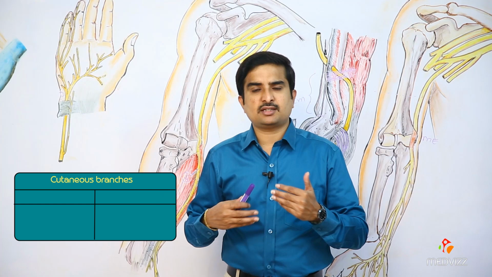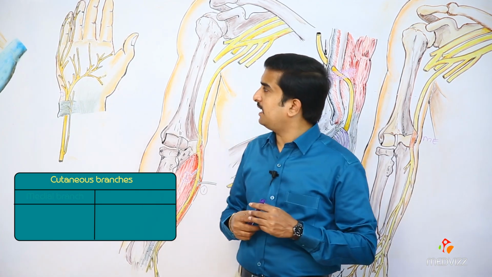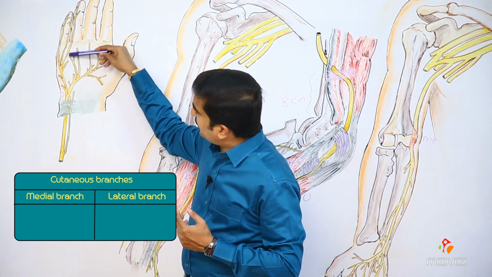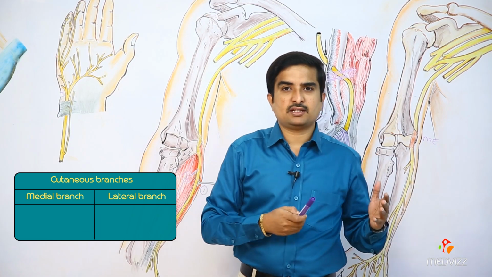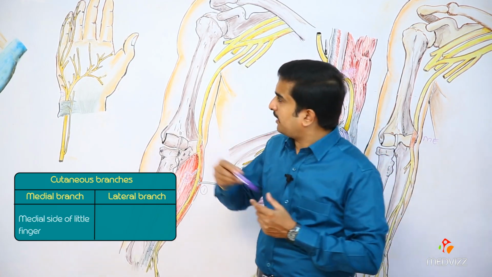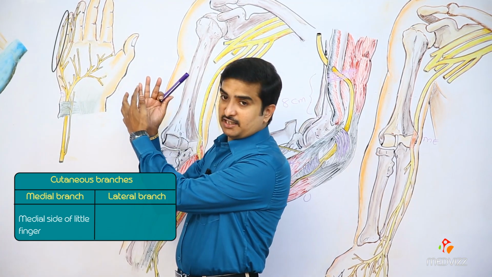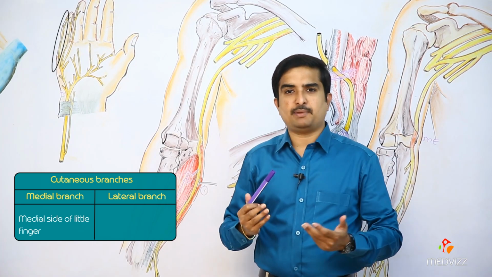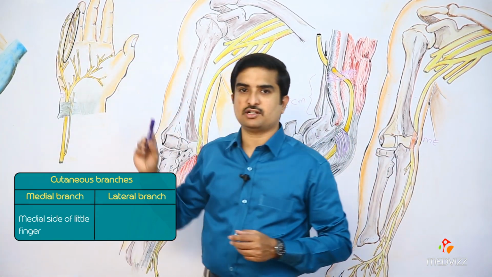If you see this superficial branch, it further divides into medial and lateral branches. As you can see here, it divides into the medial as well as lateral branches, right? The medial branch supplies the medial side of the little finger, and next is the lateral branch, which is also called the common digital branches.